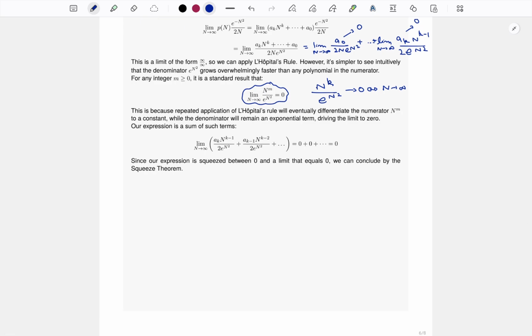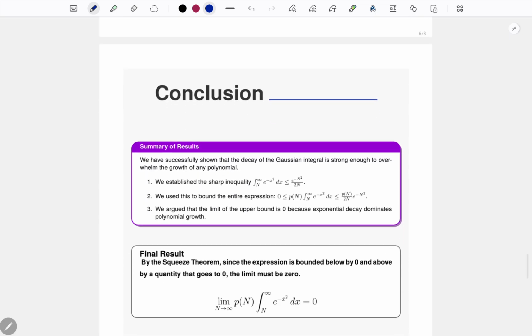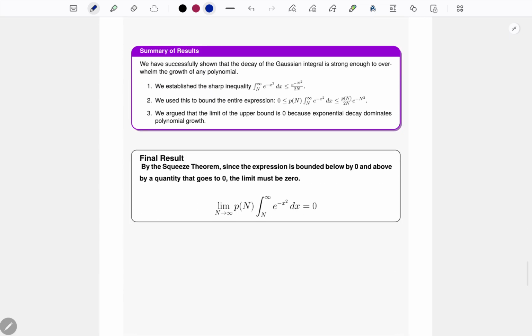And therefore by the squeeze theorem we conclude that the limit as n tends to infinity of P(n) times the integral from n to infinity of e to the power minus x squared dx is equal to 0. And this is exactly what we required to prove. Got it?